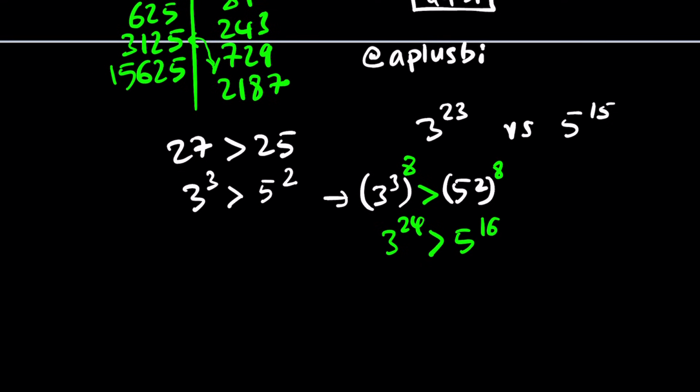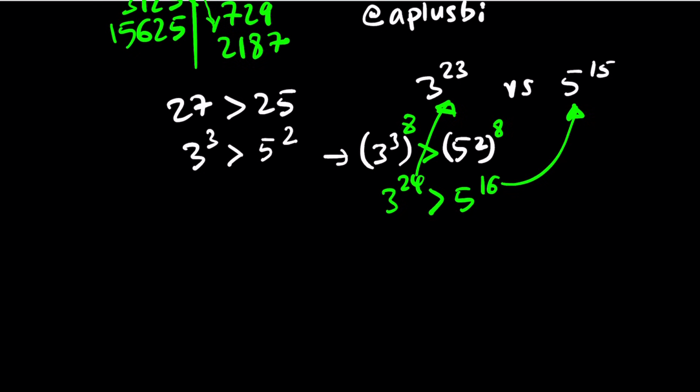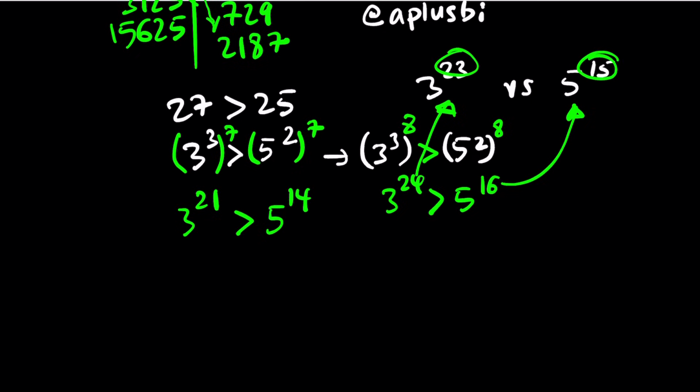Wait a minute, this is problematic because they're bigger than our numbers. So you don't want to exceed them, right? You want to be smaller. And guess what? If you're close but smaller, then you can always adjust it by multiplying by something. That's what we're going to do. This is the critical part, so I really want you to understand it. 8 is too big. Use 7. At least give it a try, right? So let's go ahead and raise both sides to the 7th power. That's going to give us 3 to the power 21 is greater than 5 to the power 14. Notice that both the 21 and the 14 are less than 23 and 15.